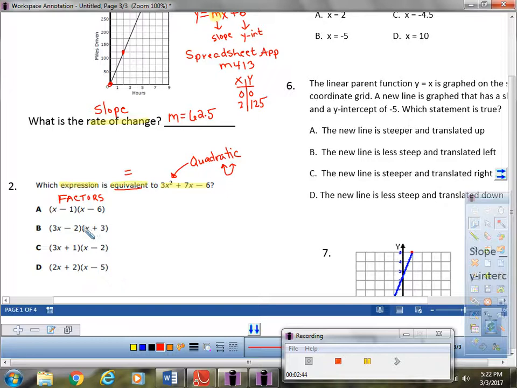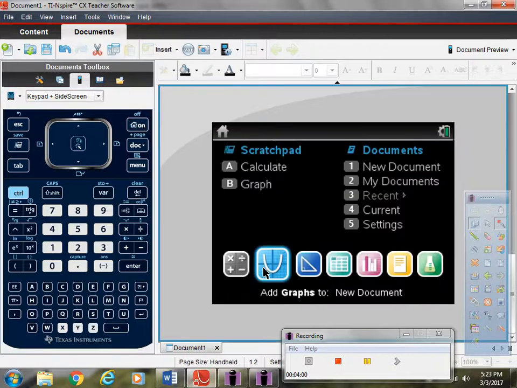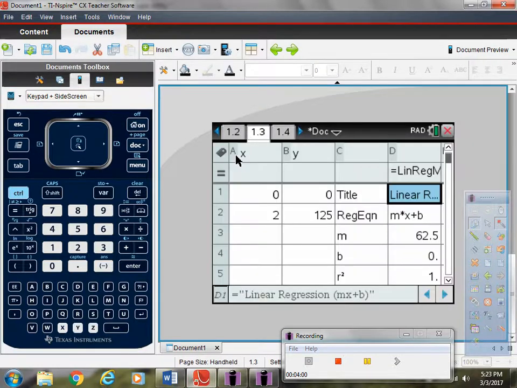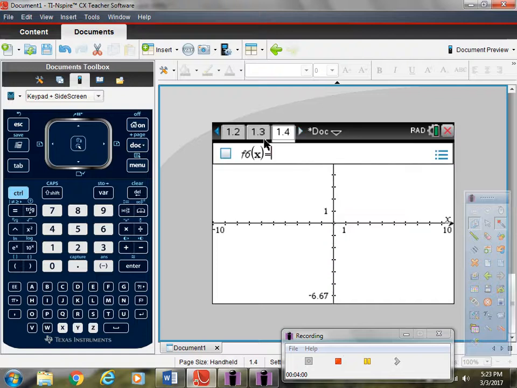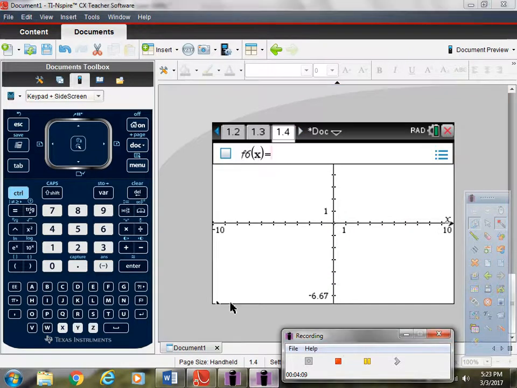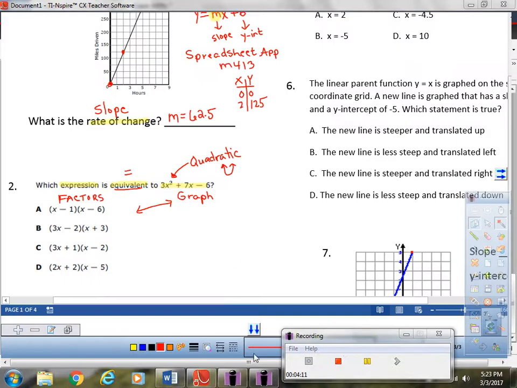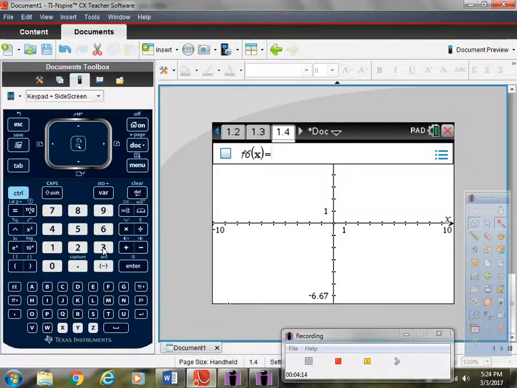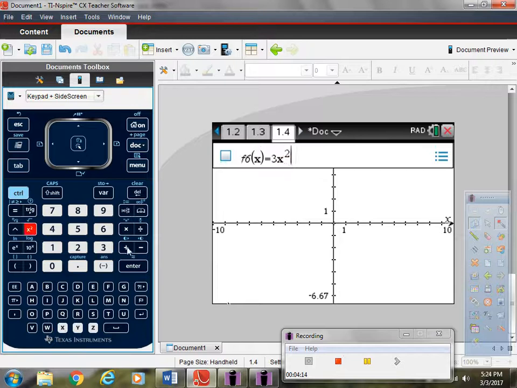But what I'm going to show you is how you could actually graph the quadratic in the problem, and then graph the answers so that way you can find the equivalent graph. So let me go ahead and go to the graph app. In fact, I think I already did this one. Yeah, let me go ahead and do it again. So we're going to graph the quadratic. So 3x squared plus 7x minus 6. So 3x squared plus 7x, take away 6.